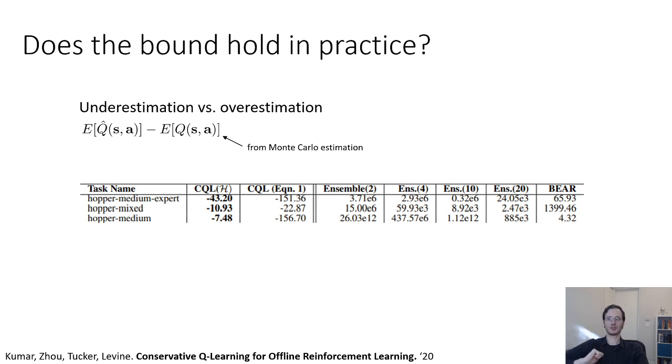The simple CQL method that just has the minimization is underestimating, but by quite a lot. So rewards here are on the order of a few hundred, so getting minus 150 means that you're very heavily underestimating. Whereas the full CQL method underestimates, but only by a little bit. So we do have a lower bound, and the lower bound is pretty good. So the CQL always has negative errors, which means that it's pessimistic.